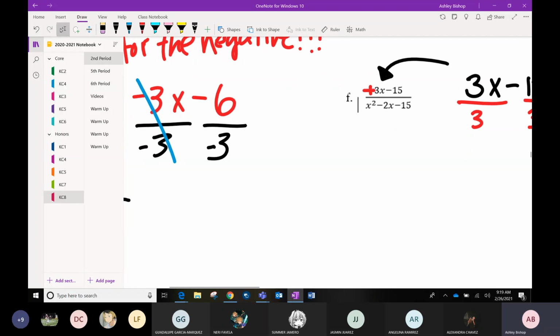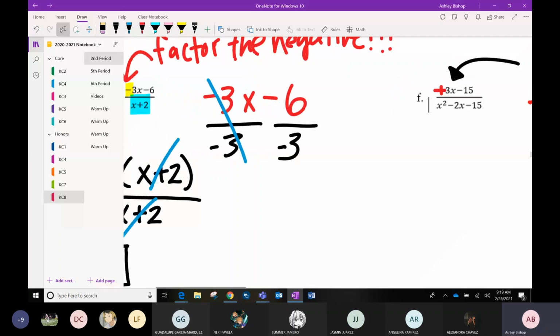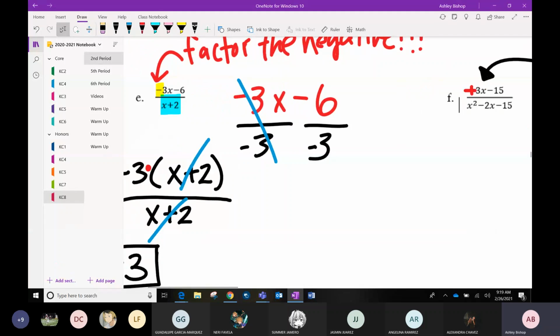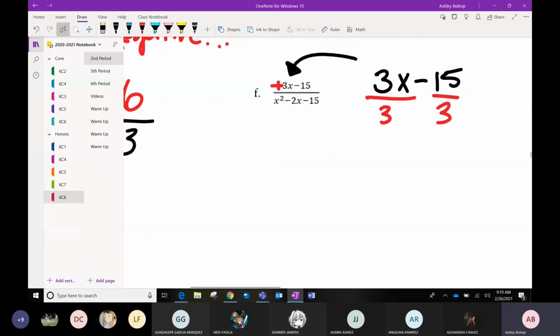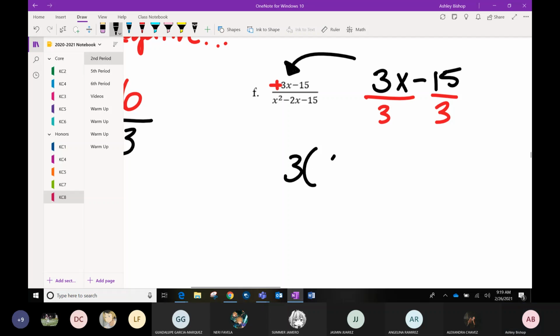I'm going to divide both of these by only a +3 because my first number is positive. In this problem only over here, I took a -3, but that's because I needed to factor out the negative because my first term was a negative. My first term is a positive here, so I'm going to stick with positive numbers. So I'm going to take my greatest common factor of 3, put it on the outside. 3 divided by 3 is just 1, so I put the x there. -15 divided by 3 is -5.